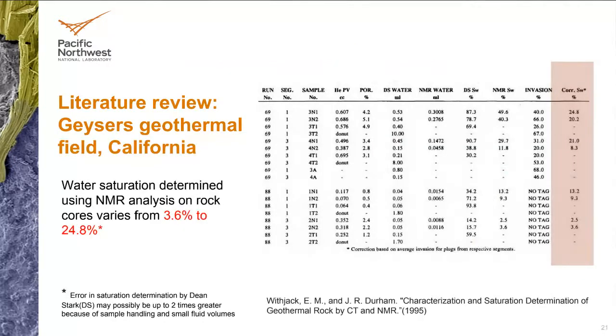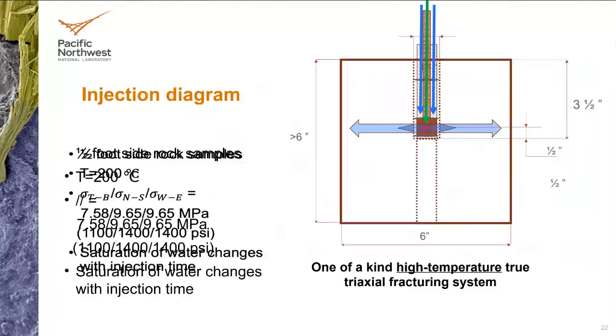And why is it important? Like I said before, because they are in different places in the United States, you have different saturations. You can go from 3.6 to 24.8 in these geysers, but we have also seen, in other EGS systems, enhanced geothermal systems, saturations significantly higher, of 24% of water in the rock.